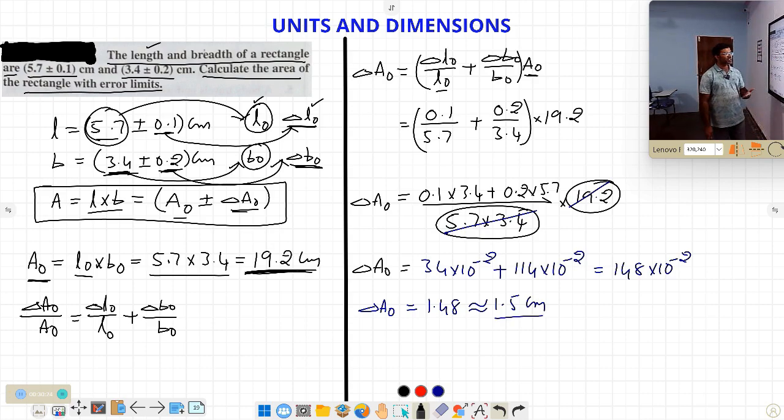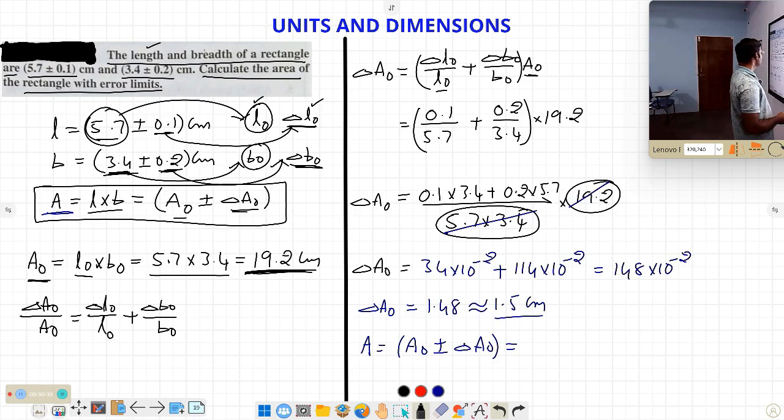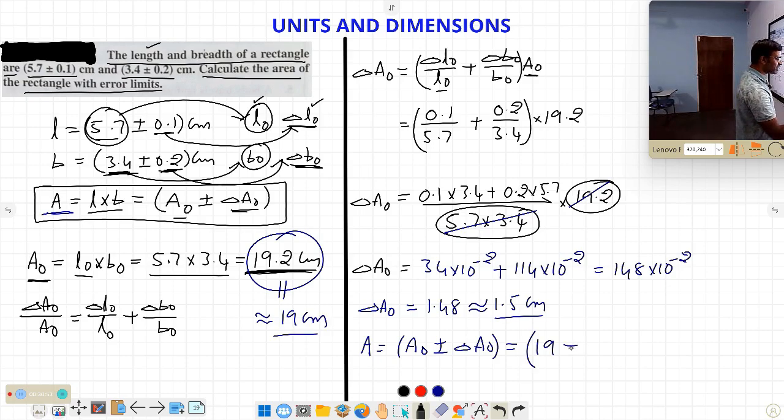So now the answer: what is the error in the A value? The answer for this one, A, is nothing but A naught plus or minus delta A naught. Now what is the A naught value? We just calculated it here. A naught is nothing but 19 point something, so rounding off, you can take it as nearly equal to 19 centimeters. That is 19 centimeters plus or minus delta A naught value, how much? 1.5. This is the answer for your question.